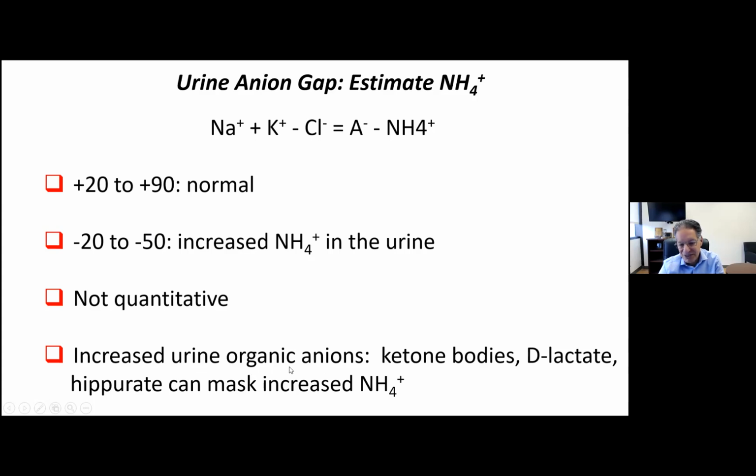Plus, if you have increased organic anions in the urine, such as ketone bodies, lactate, or hippurate, whatever it is, that's going to make this more positive, and it's going to mask. It won't be as negative as it would be because of the increased ammonia, and it can look normal, even though you've got a lot of ammonia there, just because this went up and this went up, and the difference is now back to normal. So it can mask ammonia being in the urine when you have organic anions.